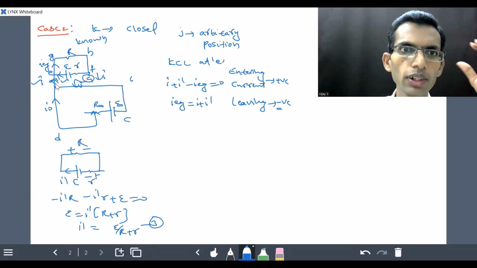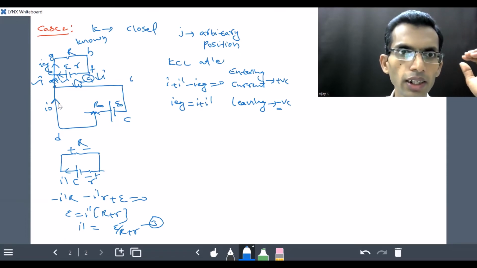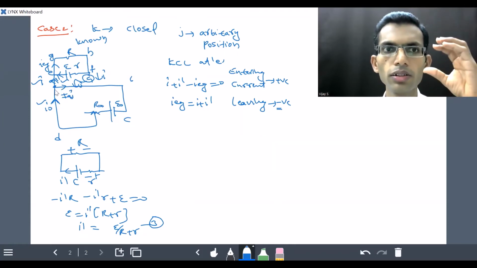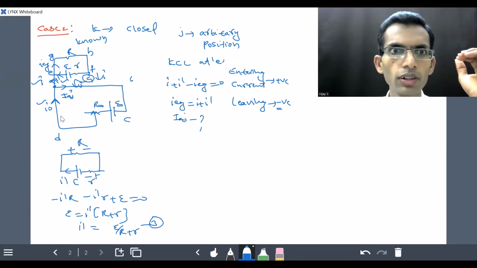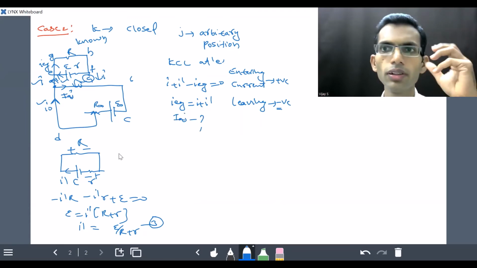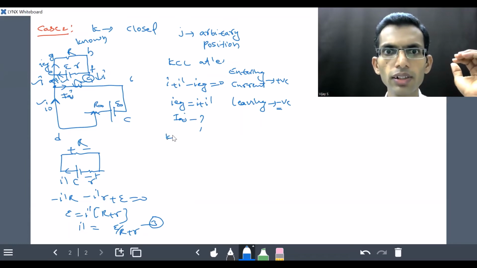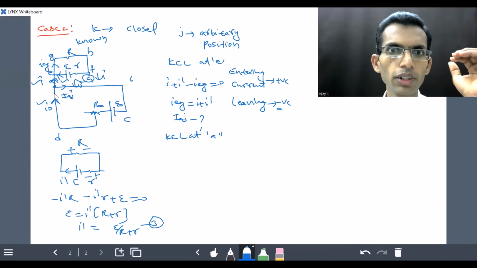Here let us focus on junction A. I naught is the current entering, and I is the leaving current. Let us say IAJ is the current flowing from A to J. Let us obtain IAJ in terms of I naught and I. For that we need to apply KCL at junction A. So what are we going to get?